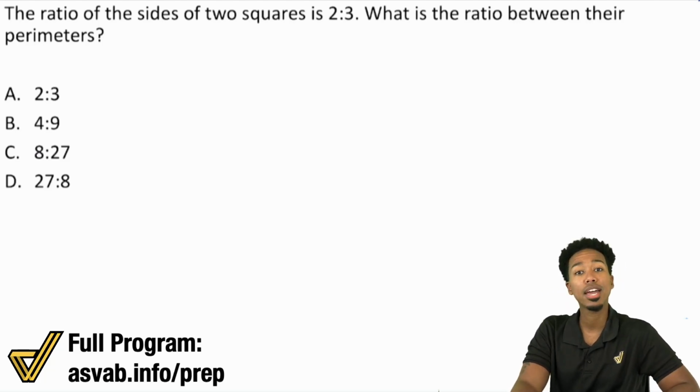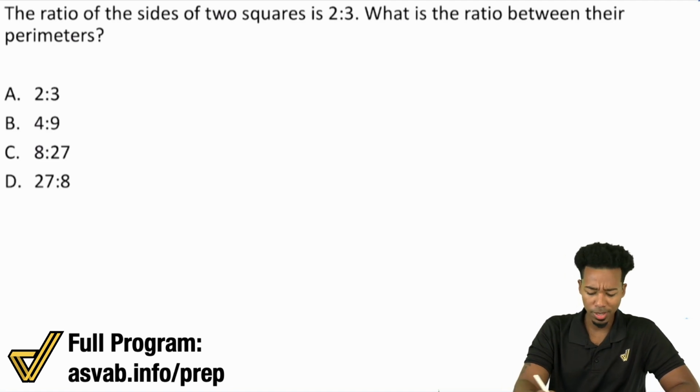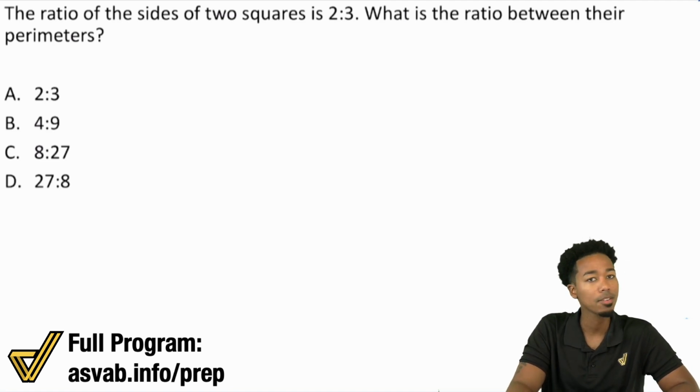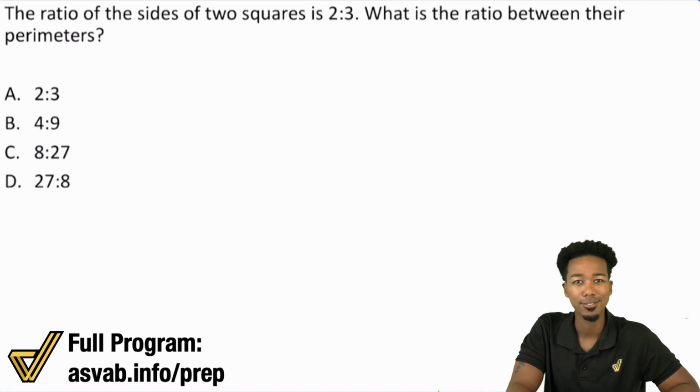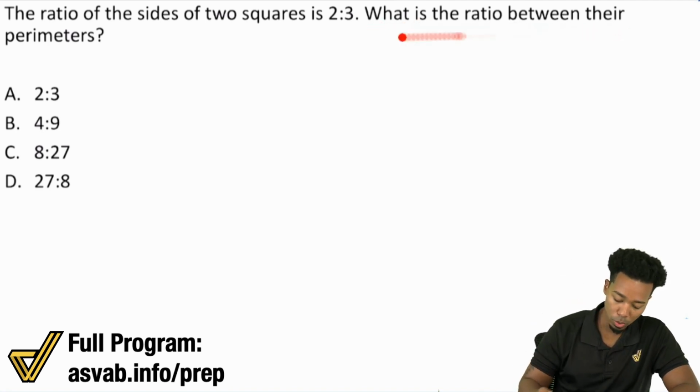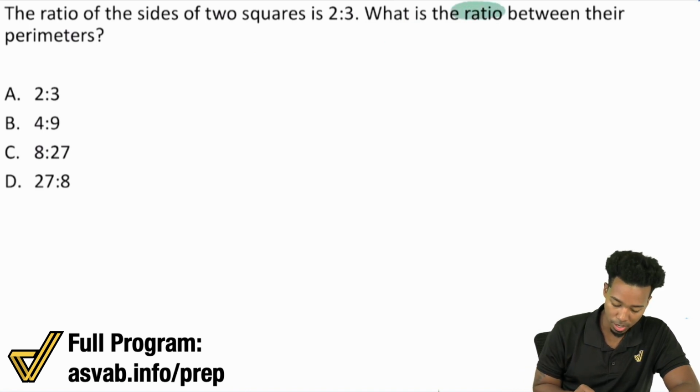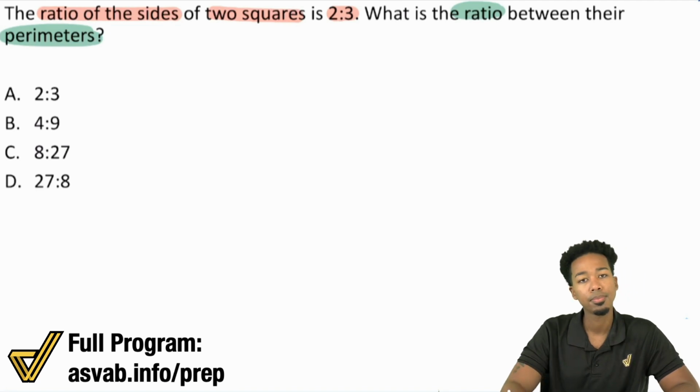Let's go ahead here and understand this question. This is a challenge question simply because not everybody knows how conversions work between perimeter, area, volume, and just regular distances. So let me show you how to get this one done. What is the ratio between their perimeters? We want the ratio between perimeters. We're looking at the sides of two squares. The ratio of the sides of two squares is 2 to 3.